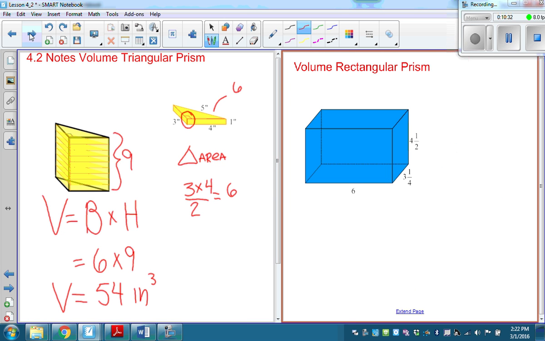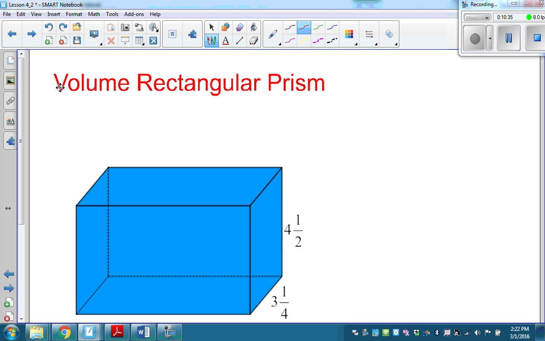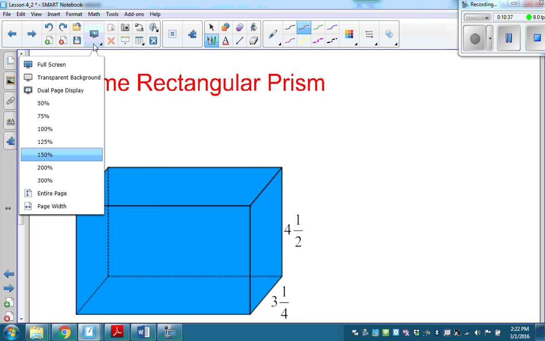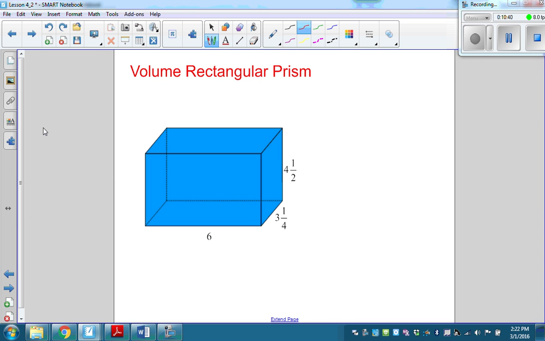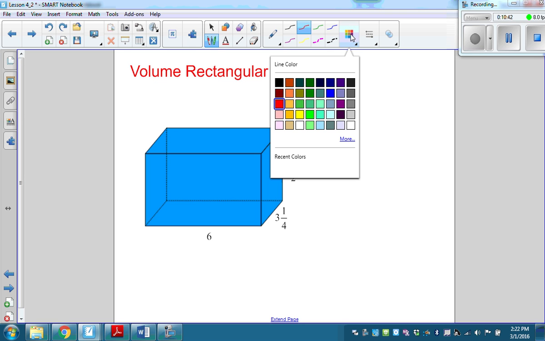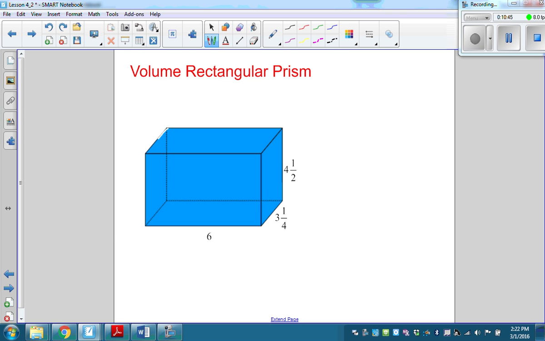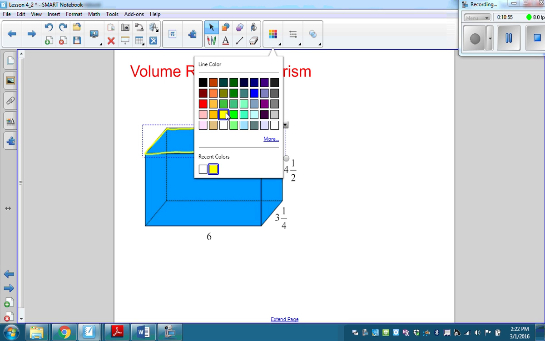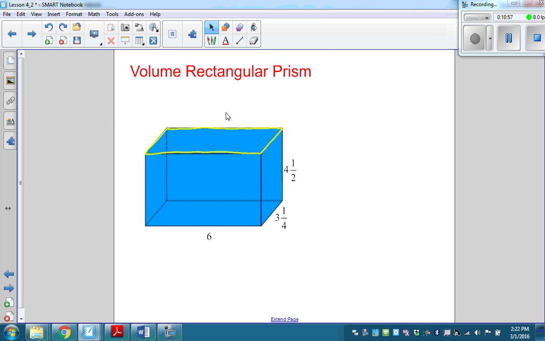So here's a rectangular prism. Let's find, wow, that's giant. Let's find the surface shape here. I'm going to highlight it. It is a rectangle. Probably white was not the best choice there. How about if I make that yellow? So that's a rectangle. What are the dimensions of that rectangle, Rachel? It's 6 by 3 and 1/4. Right.